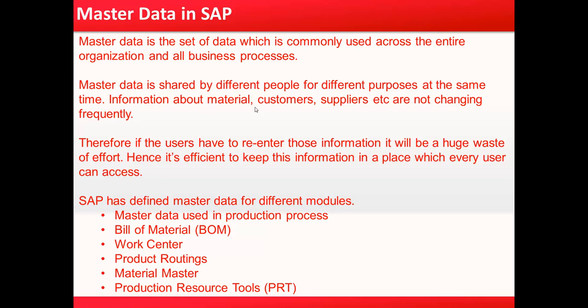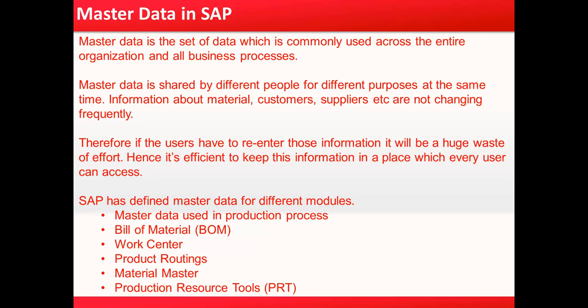Information about materials, customers and suppliers doesn't change so frequently. For example, customer name, customer address, customer location and customer contact details don't change so often, so we call that data master data. Likewise, material name, material description and material properties don't change. Supplier name and the products they are supplying don't change much either. So we call that master data.